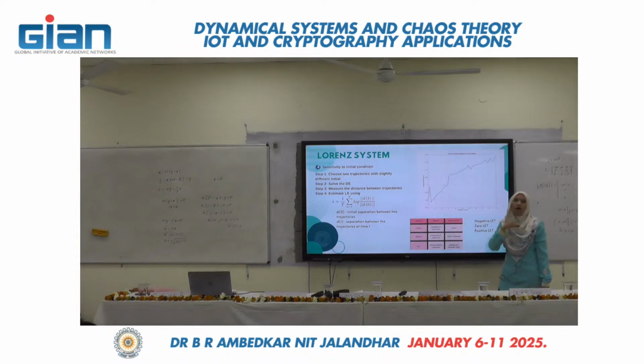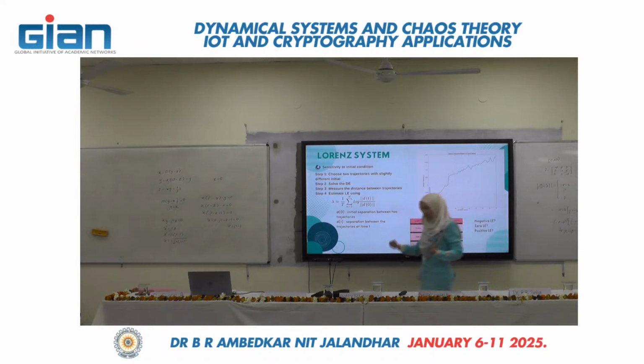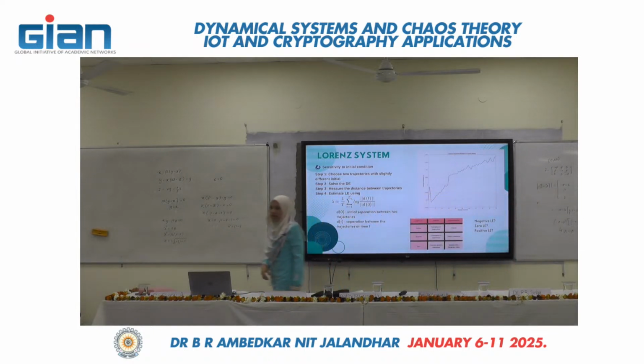Yes, non-chaotic, or we can say stable. The trajectories have converged. But then when it goes to positive, you can see it started from here, and this is a hallmark of chaos. It started to go negative and then positive, so we can say the trajectories diverged from each other, and that is what we call chaos.